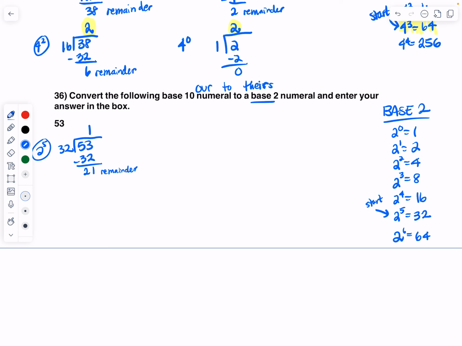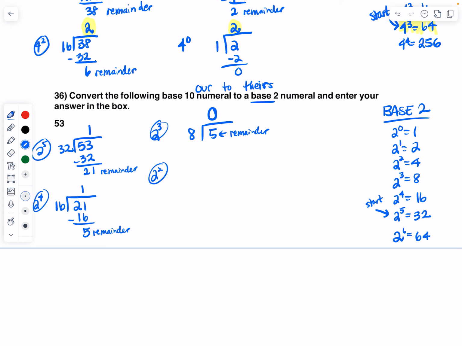Okay, so I'm going to take the remainder of 21 and divide it by the next position down, which is 2 to the fourth. 2 to the fourth is 16. 16 goes into 21 again once. Okay, so this becomes a remainder of 5. Okay, take the remainder of 5 and we go down to 2 to the third. Now 2 to the third is 8. 8 is too big. So when that happens, I have to put a 0 placeholder and take the remainder and drop it down to the next positional system down, which is 2 squared.